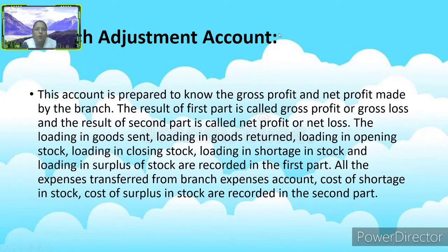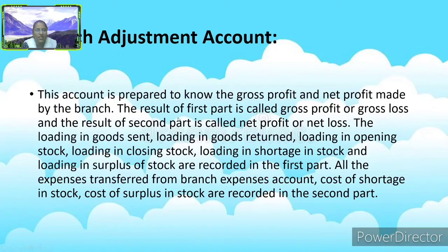Now, this is the most important account, that is the branch adjustment account. This account is prepared to know the gross profit and the net profit made by the branch. The result of the first part is called the gross profit or gross loss, and the result of the second part is called the net profit or net loss. The loading in goods sent, loading in goods returned, loading in opening stock, loading in closing stock, loading in shortage in stock, and loading in surplus of stock are recorded in the first part. All the expenses transferred from the branch expenses account, cost of shortage in stock, and cost of surplus in stock are recorded in the second part.